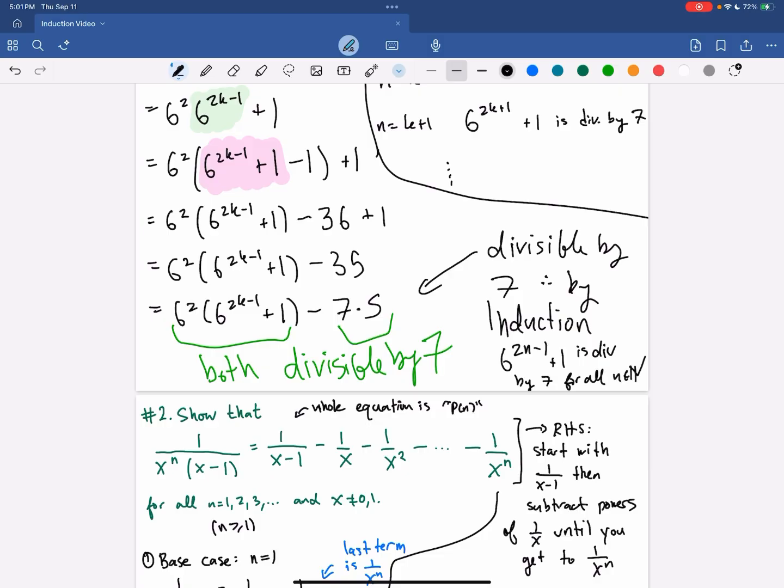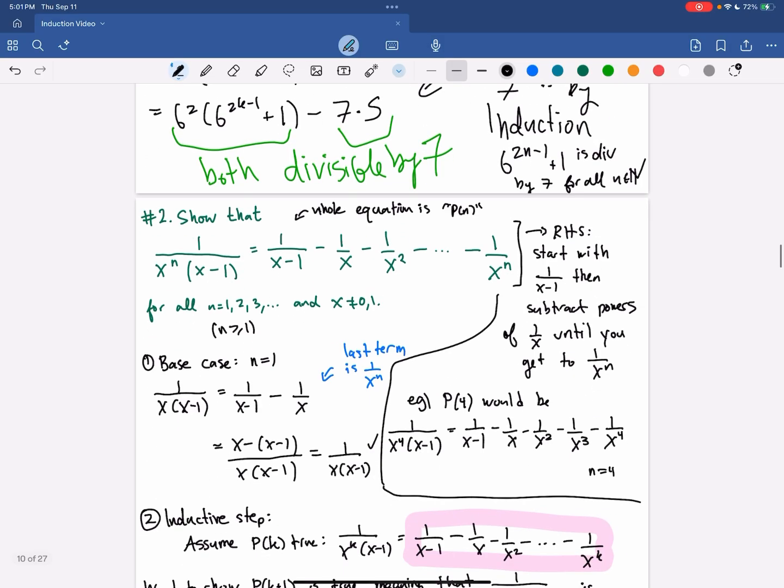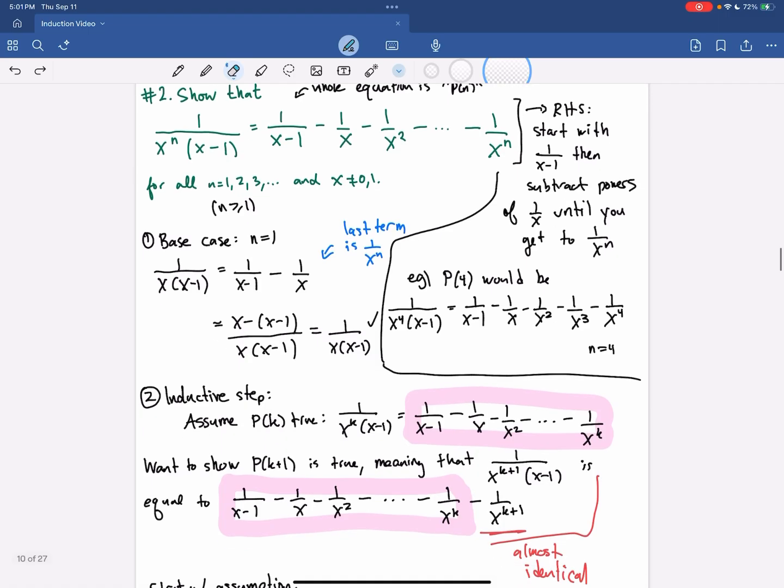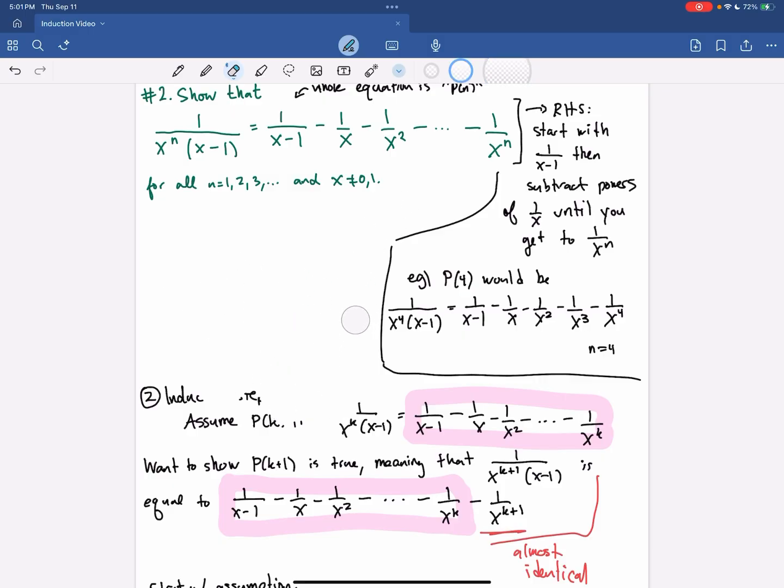Beautiful. Okay, then for number 2, I did start this one in class. We didn't finish it. I'm just going to start it over for the most part. I'll keep some of this actually. Okay, so this whole equation is what we call our statement Pn. I've kind of stopped using that because I feel like in talking to students that doesn't necessarily resonate with a lot of you.